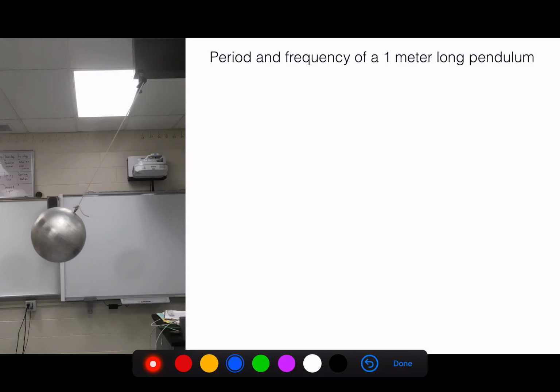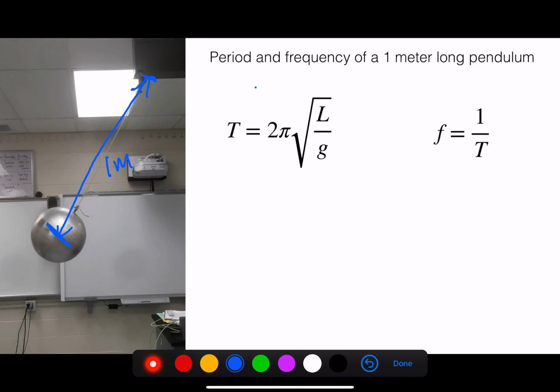I'm going to ask you to try to do a couple math problems. First, I'd like you to find, if you have a pendulum with a length of 1 meter, notice you measure from your pivot point to the center of the object, I'd like you to find the period and the frequency. So you know from today the period formula, and you know from before the frequency formula. So plug 1 meter in as your length, 9.8 as your gravity, and solve for T. Once you have T, put it in here and solve for frequency. You should pause now and work through this.